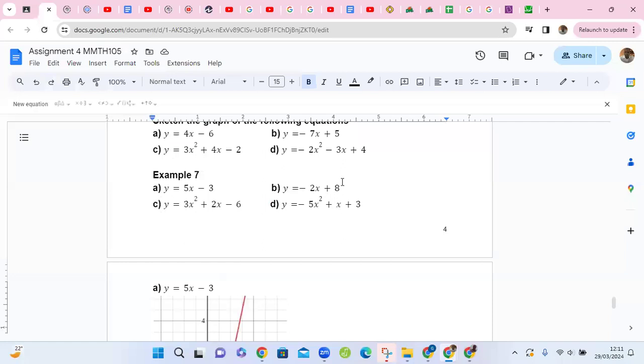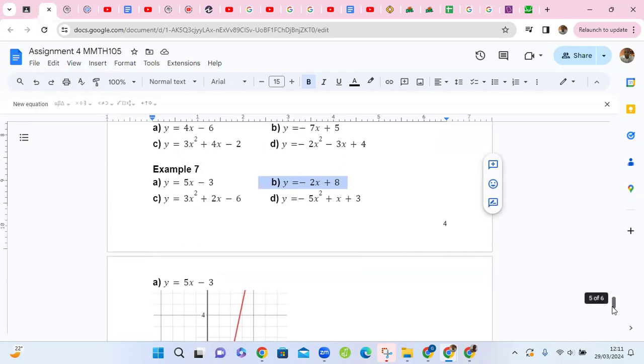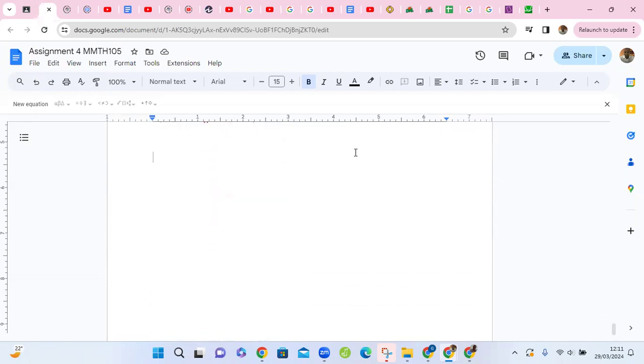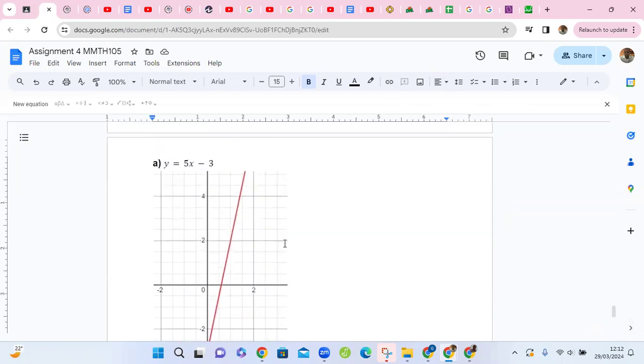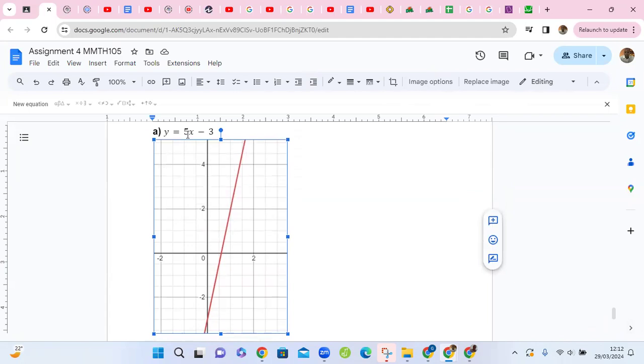Now, I purposefully made B with a negative gradient. Gradient is -2. So as x increases by 1, y decreases by 2. That's what this -2 means. We always interpret the gradient by saying x increases by 1, and the gradient will show you how y behaves when x increases by 1. So as x increases by 1, y decreases by 2 here. Up there, as x increases by 1, y increases by 5.